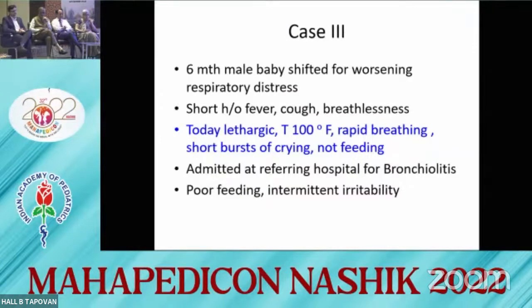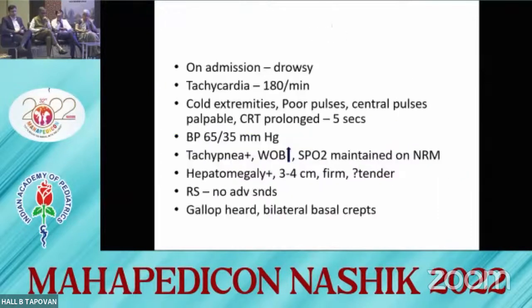Now let's come to the next case. This was a 6-month-old baby with a very short history of fever, cough, and breathlessness. The child was lethargic when he came. He had fever, rapid breathing, short bursts of crying, and was not feeding. Admitted in a peripheral hospital for bronchitis, he was referred to us for dropping sensorium and increasing work of breathing. The child was drowsy, had tachycardia, and cold extremities.